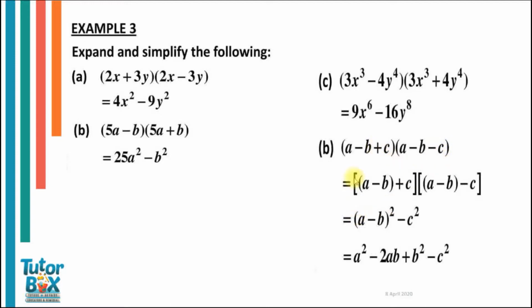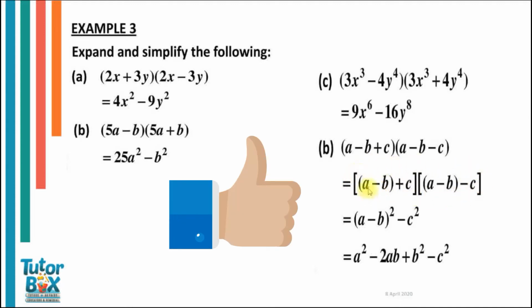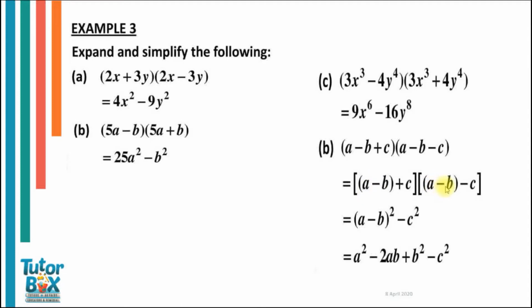So we're going to have our bigger brackets, and then we're going to make the A minus B into smaller brackets plus C, and then we also have A minus B minus C. Right, now this is equal to, you see, now it looks like a difference of squares. Yay! So we have A minus B plus C minus C. So that'll be (A minus B) squared minus C squared.